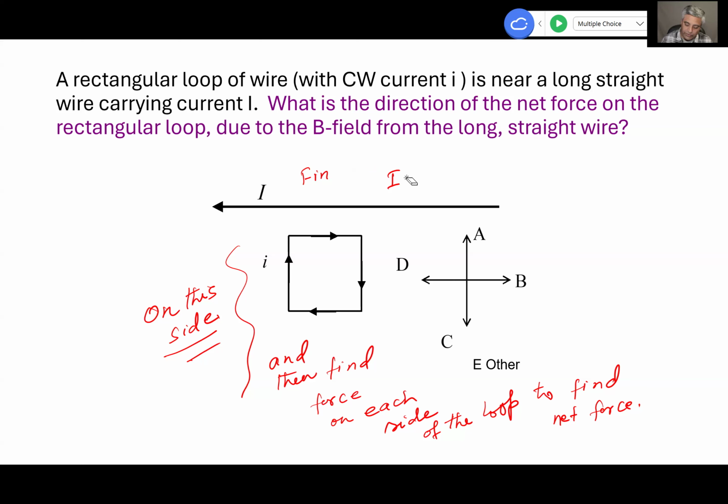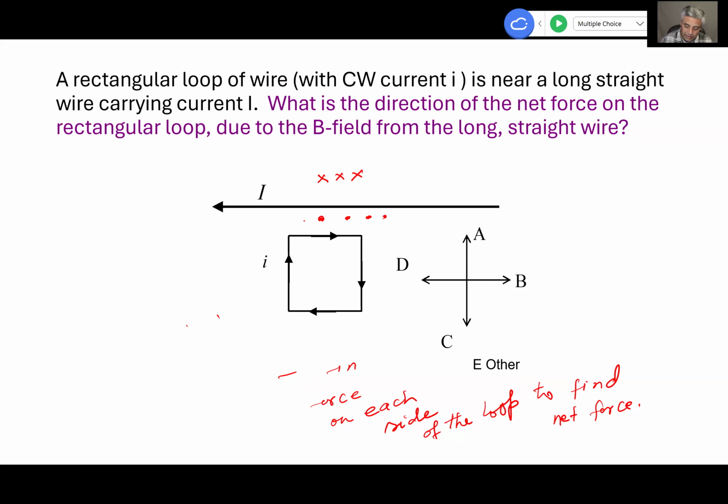So find the field due to this current. If I were to grab this wire by pointing my finger in the direction of current, my fingers go into this side and come out from this side. Let me just put dots. So that means everywhere on this side, the field is coming out. The one that's closer to the wire is going to be stronger.